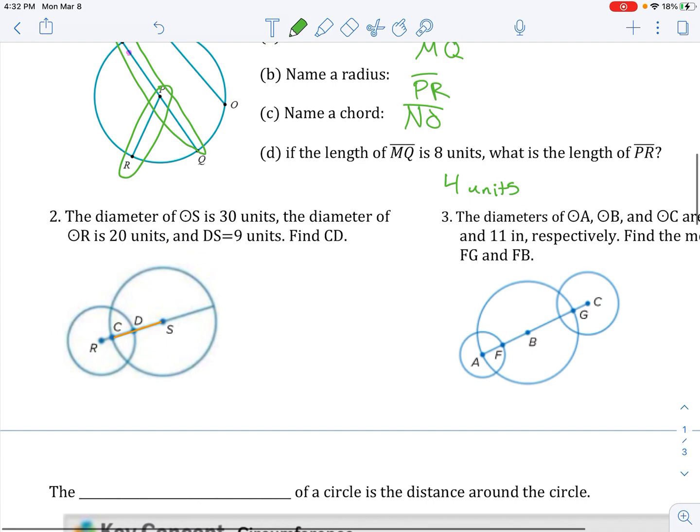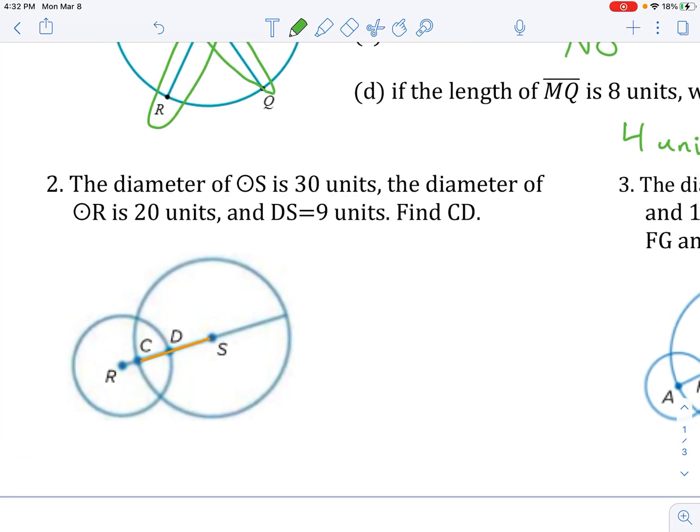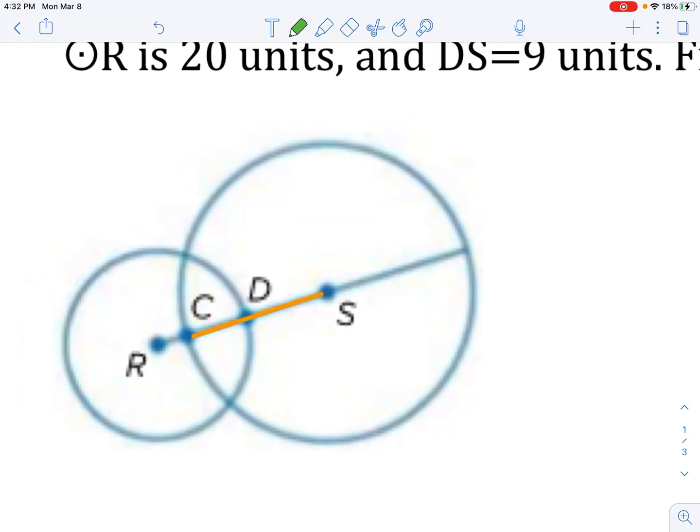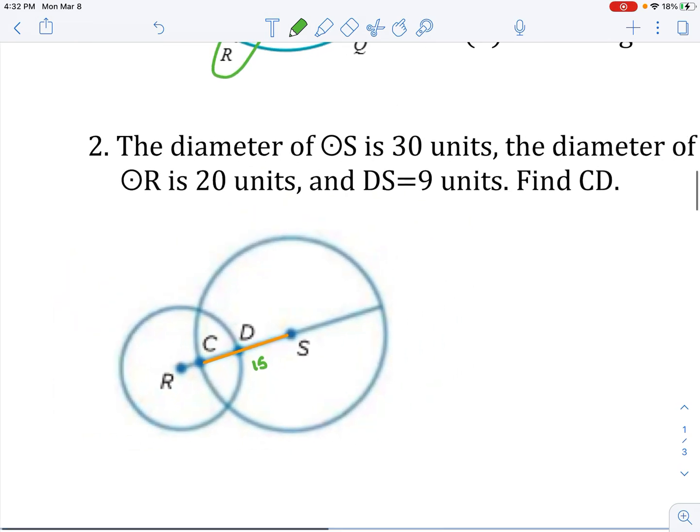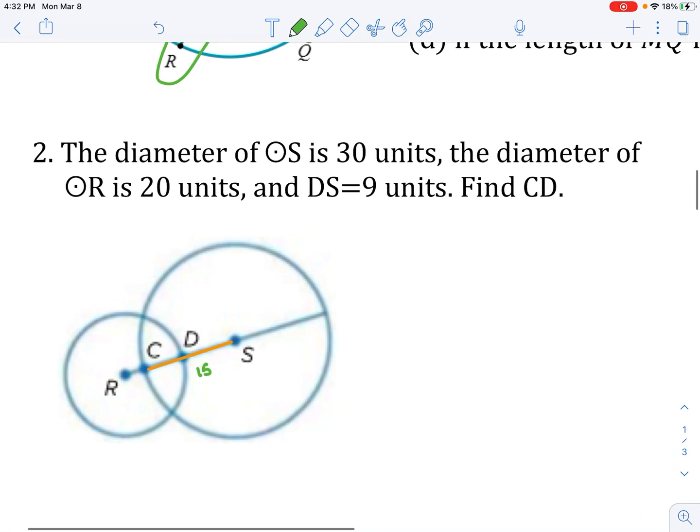Next, it says the diameter of S is 30 units, the diameter of R is 20 units, and DS equals 9 units, find CD. Okay, so that's a lot of information there. If the diameter is 30, I've already kind of drawn on here, that means that orange marking there is 15. Okay, so what else? The diameter of R is 20 units. So the diameter of R, I'm going to do it in a different color here. If the diameter was 20, then that red marking from here to here would only be 10.